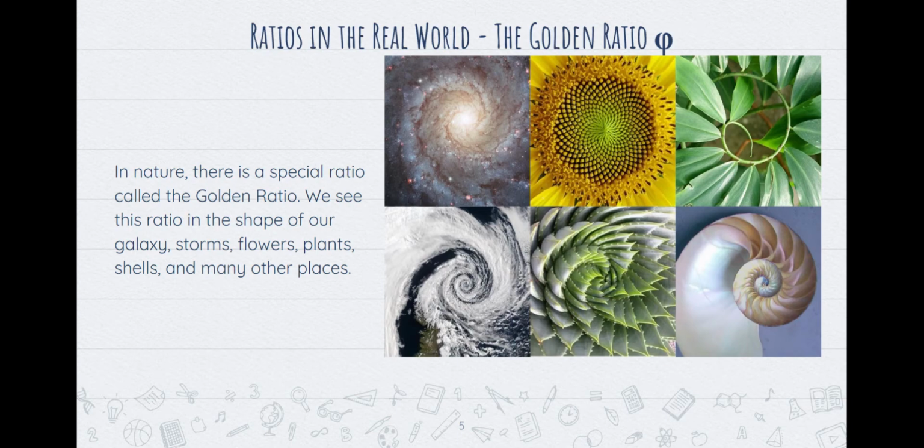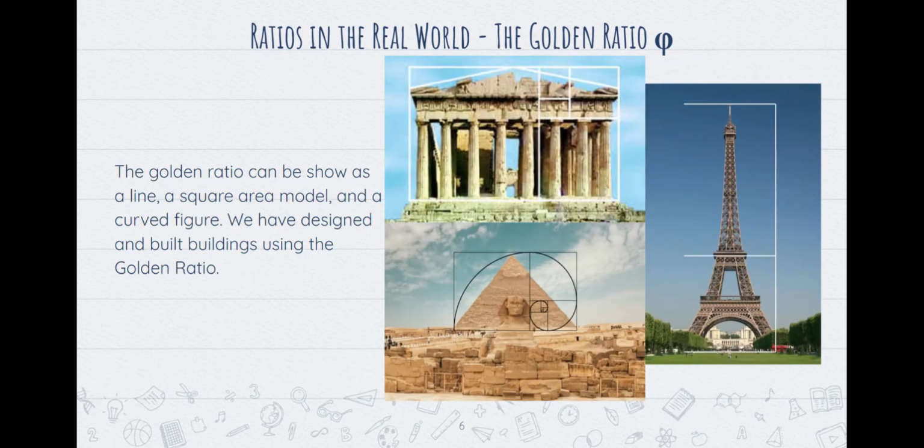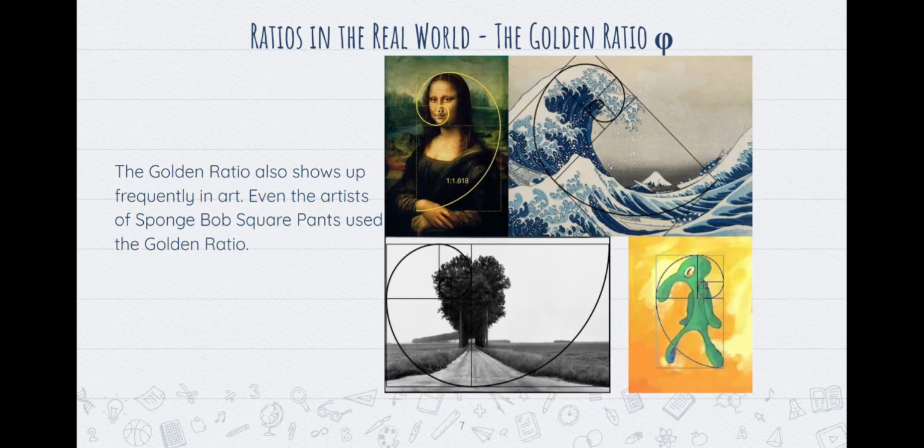Now, in the real world, you have ratios everywhere. Nature is full of ratios. We see it in our galaxy, we see it in plants and flowers and storms and animals. This is what we call the golden ratio. It's probably the ratio that shows up in nature the most. It shows up in our architecture, so buildings like the Eiffel Tower and the pyramids. You can look at the golden ratio like it's a square or a swirl or a set of lines. So it's everywhere, and even art like the Mona Lisa or the Great Wave, and even SpongeBob SquarePants.